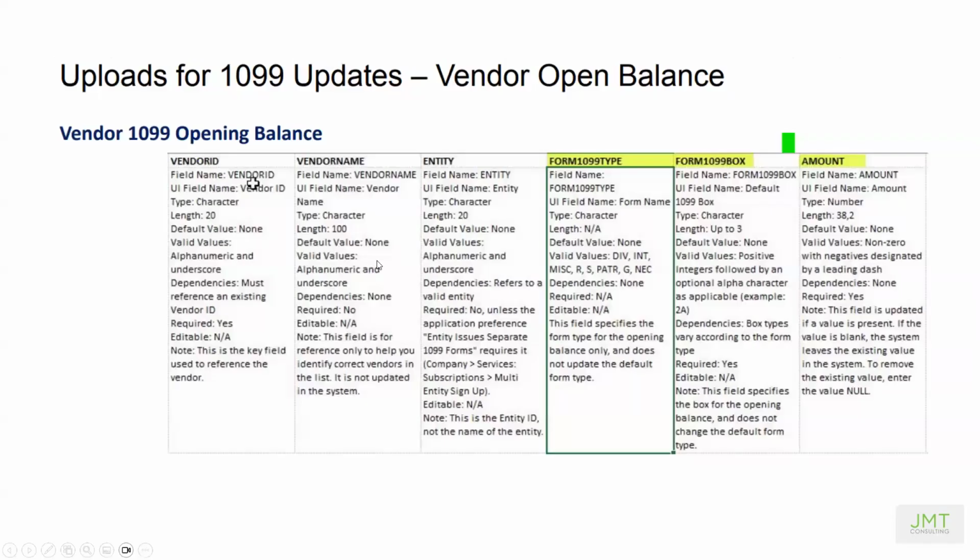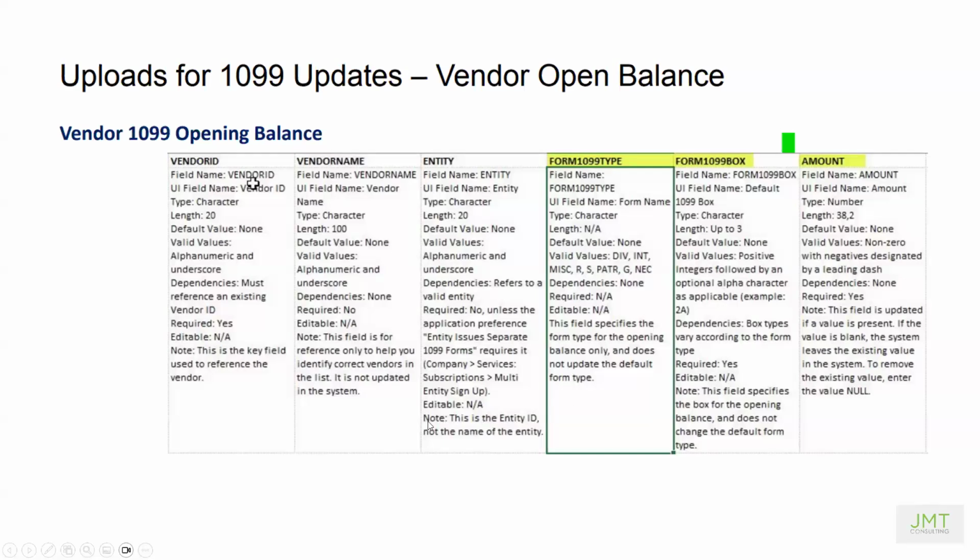And this is the vendor open balance. Even for those, notice it says vendor ID, vendor name, and entity. So even if you only have one entity, because we had to set you up as multi-entity, be sure to include your entity ID, which is that 2-digit code, or some of you have your entity code. Also be sure to designate the type, the box, and the amount.